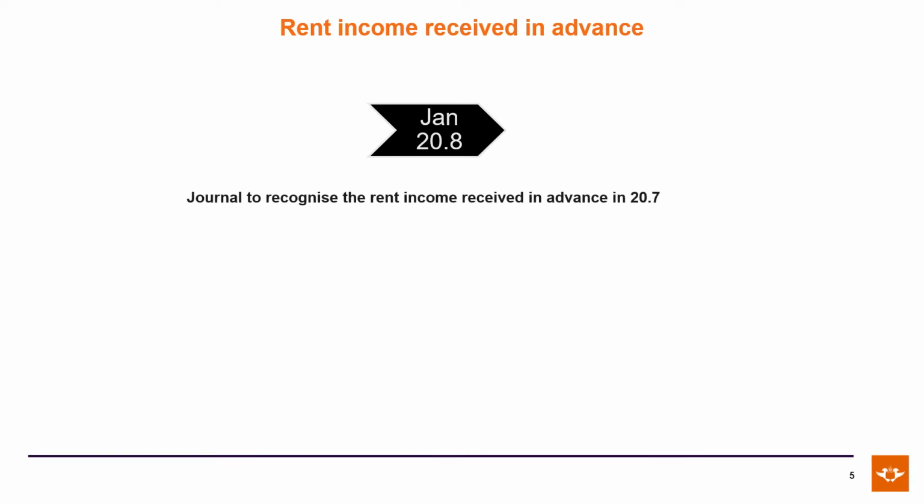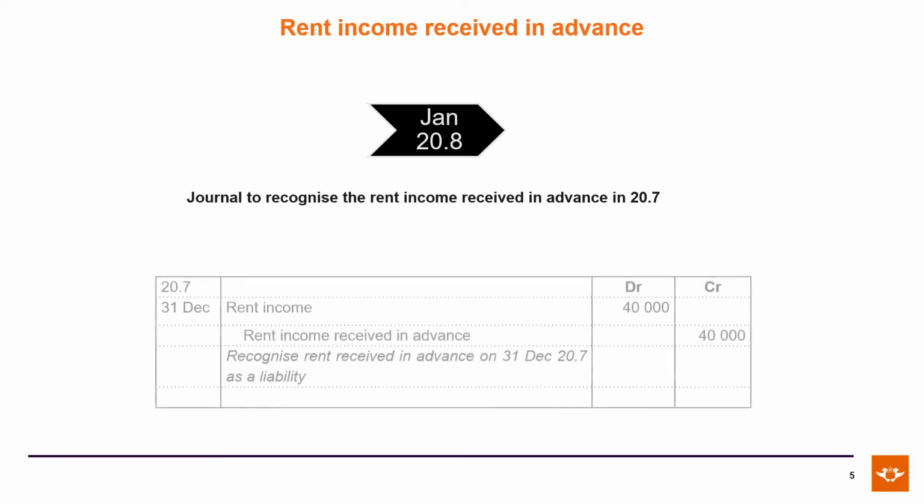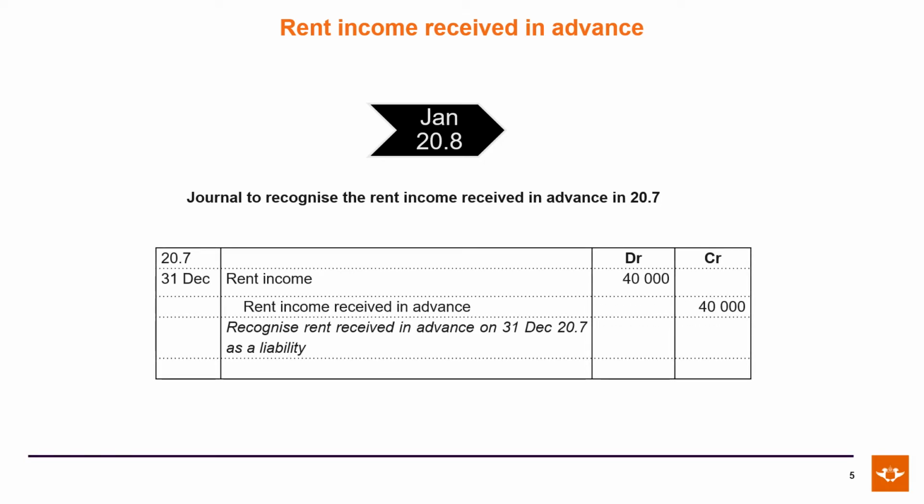So to recognize this, you will need to debit rent income to decrease the income for the current period. Though we receive the money, that amount of 40,000 does not form part of the current reporting period. So you need to decrease the rent income account. So debit rent income and credit the liability, which is rent income received in advance.